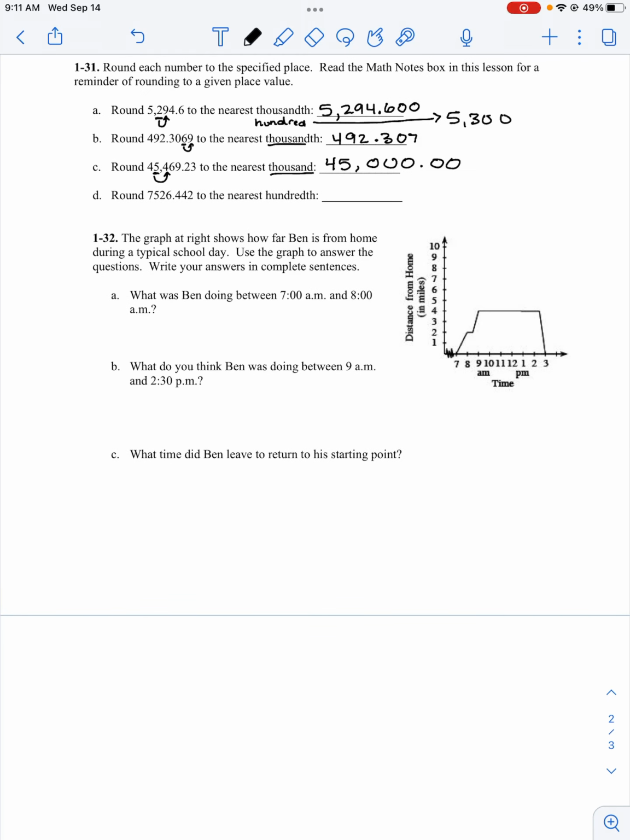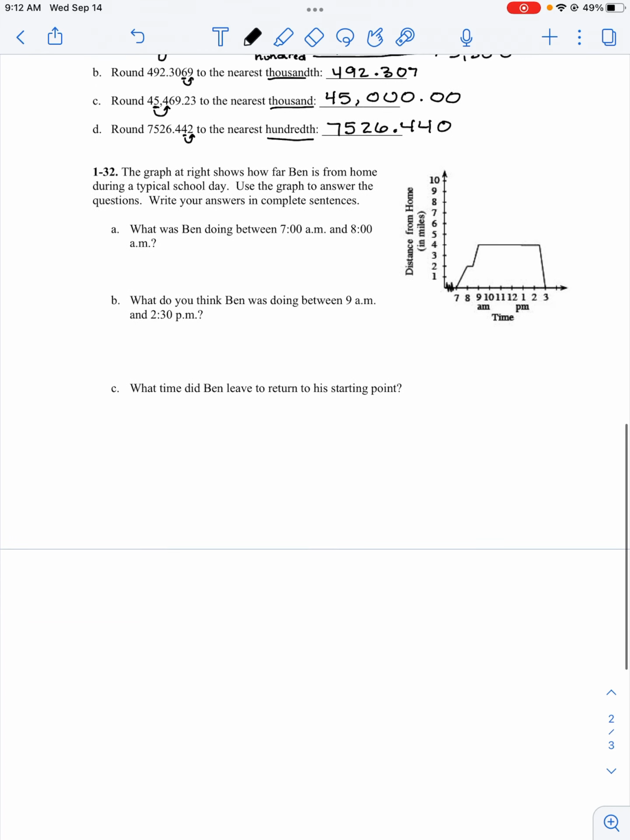Round 7,526 and 442 thousandths to the nearest hundredth. Tenths, hundredths is my second 4. I look to the right. Because the 2 is less than 5, it stays the same, and all the numbers before my hundredth place are still the same. So 7,526 and 44 hundredths. And I put a 0 at the end if I need to reuse it.